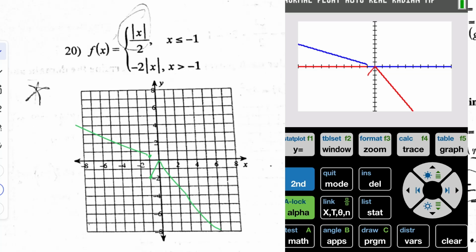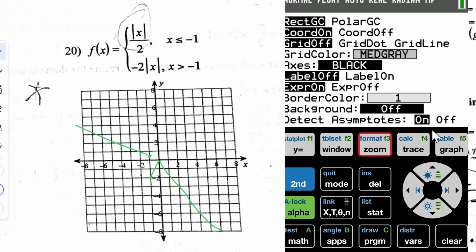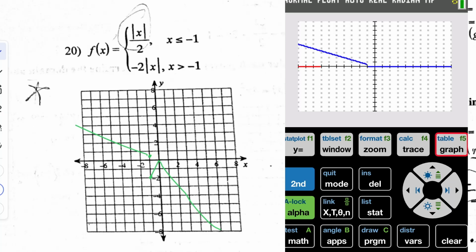Let's see, something that might help me with this is to go to format and then grid, put the grid on. I like the dots. And that might help me locate some of these points. If I go -2, 1, that looks like a point. So I'd come back to my graph, go -2, 1. Let's see, -4, 2. So I could grab some accurate points. All right, let's go to the next one.